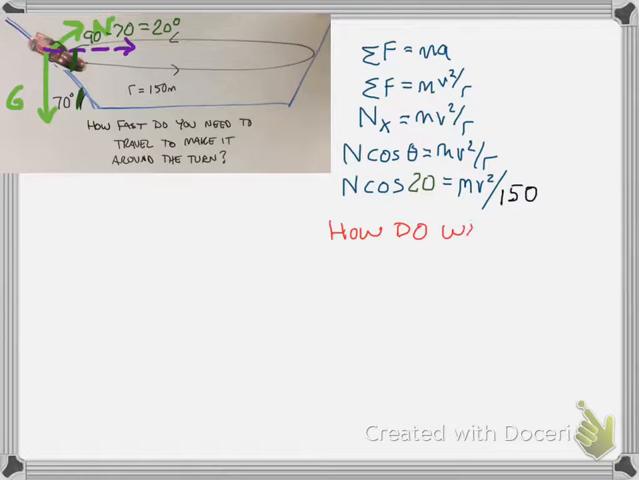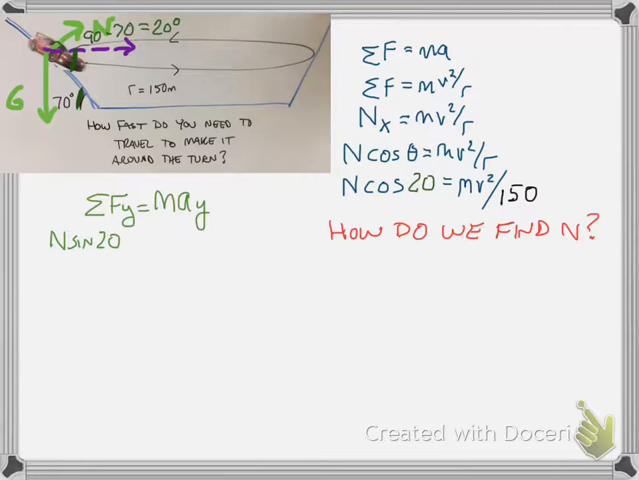So now the question is, how do we find what the normal force is? For the normal force, you have to use the y direction. Sum of the forces is mass times acceleration in the y. And what forces do we have in the y? Is normal in the y? Yes. Is it all in the y? No, so we have to use sine 20.